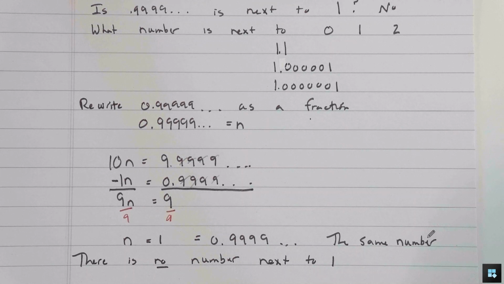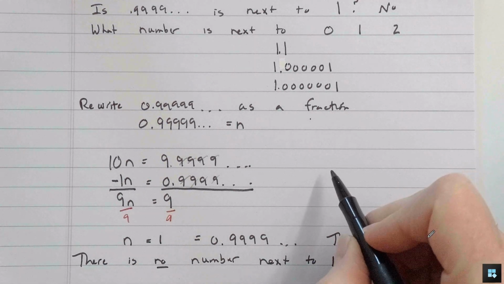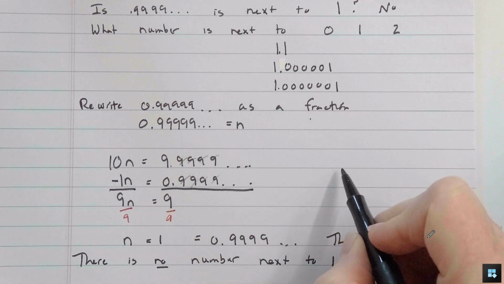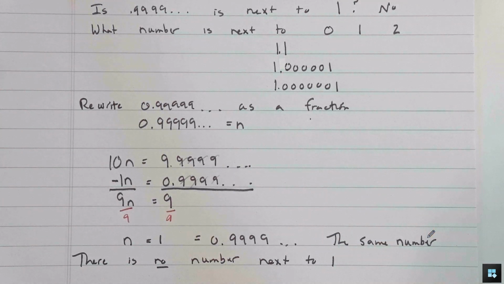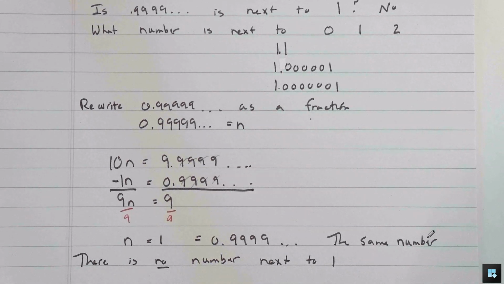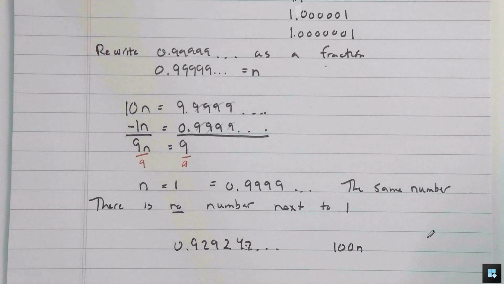Does anybody have any questions? Okay. I just want to make sure. So the reason that it's 10 is because there's only one repeating number versus like if it was 9292, that would be times 100 then. Exactly. Okay. So if we'd have been looking at 0.9292 repeating, we'd have taken a 100 times n. Okay. Yeah. Any other questions?